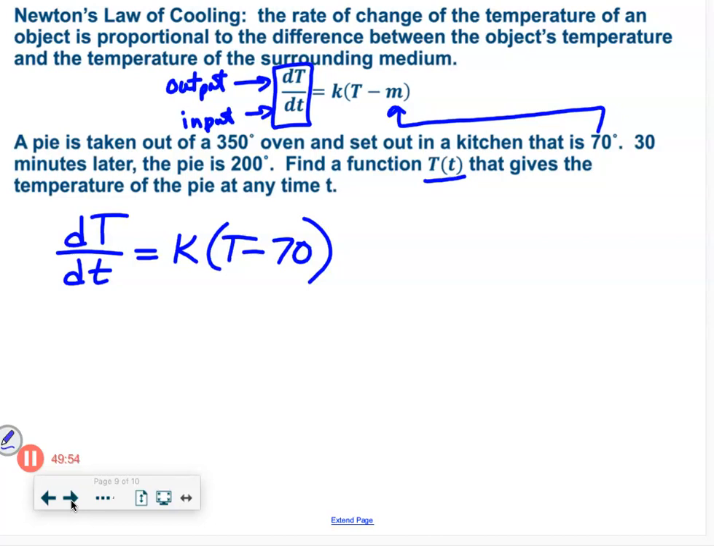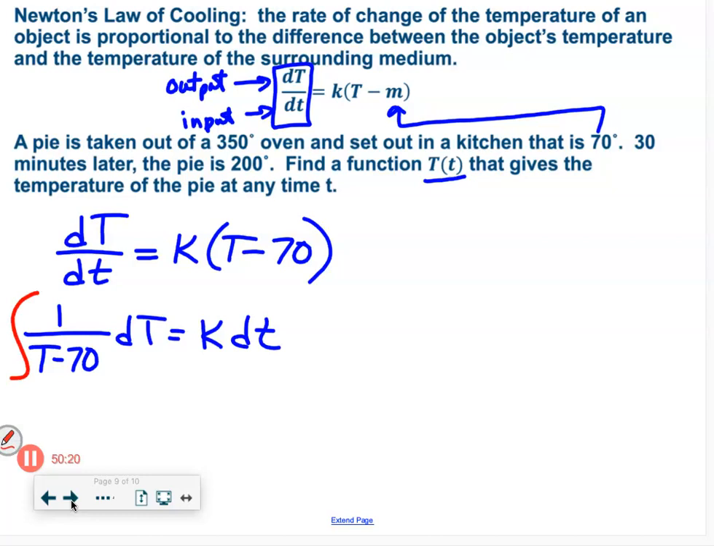Should the K go with the big T or the little t? The little t. K should be on the side with the little t. So when you separate these variables, you get 1 over big T minus 70 dT equals k dt. It's okay that there's no little t's there. All right, any questions on separating? Now I want you to take a minute and integrate both sides.